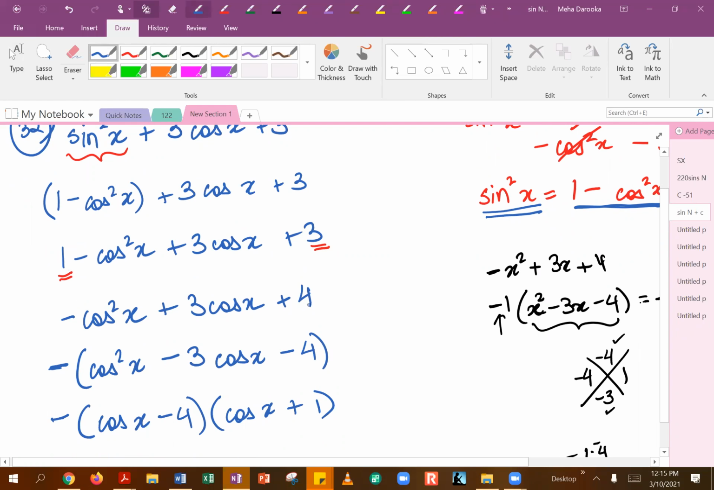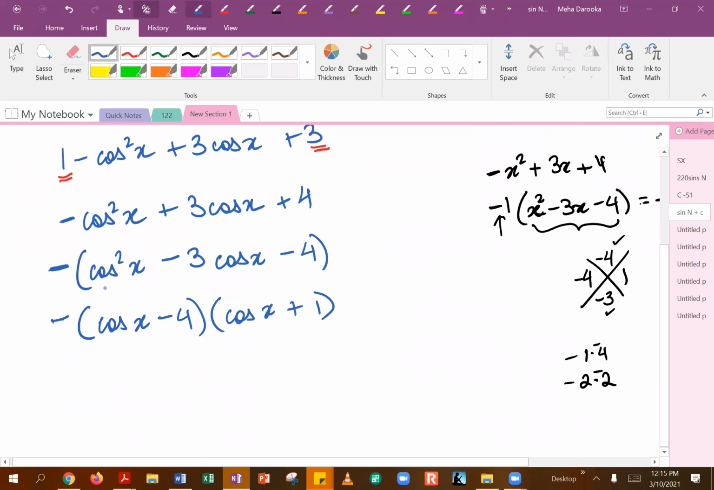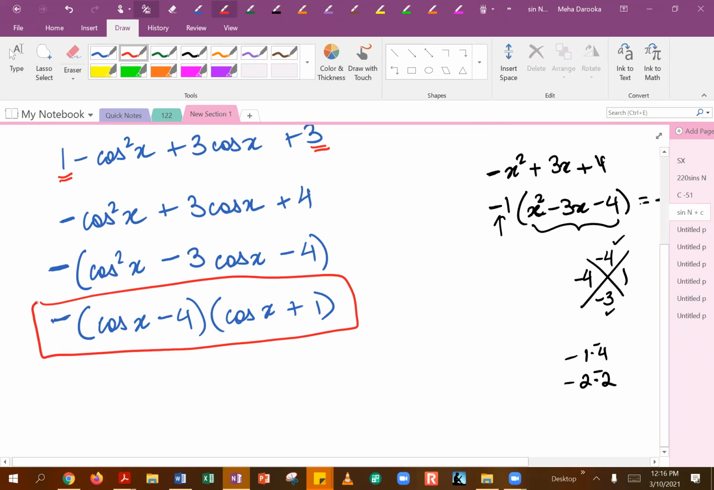We combine the 1 and the 3 to give us +4. Since you have a negative on the cosine square of x function, we factor out a negative sign. So that changes all the signs inside the parentheses, positive cosine square of x minus 3 cosine of x and -4. And then we're basically factoring what we have in the parentheses, and that factors into cosine of x minus 4 times cosine of x plus 1, and then this negative sign will carry forward. So this is what our factored form is going to look like for number 32.